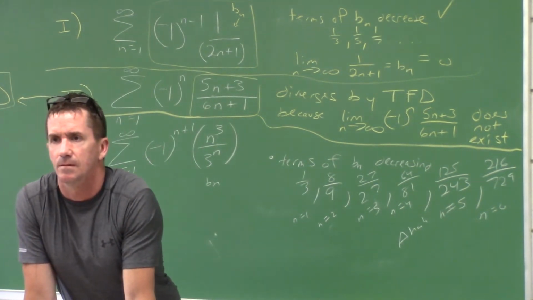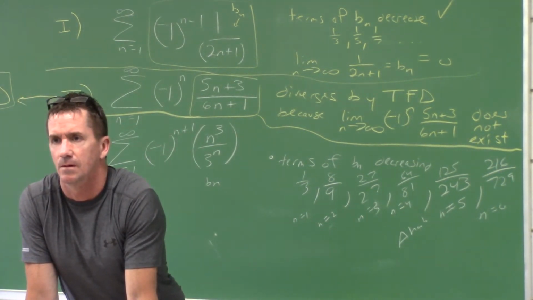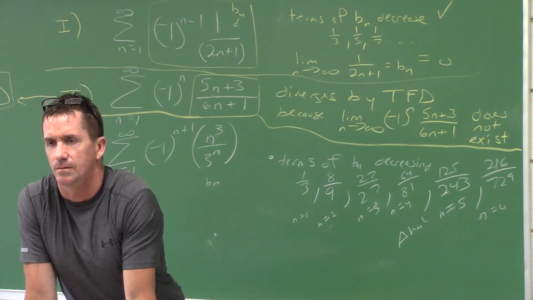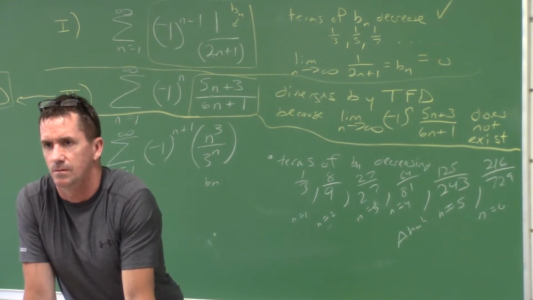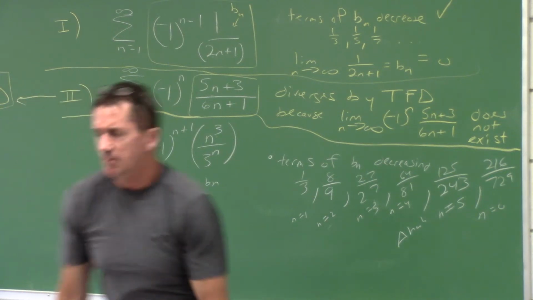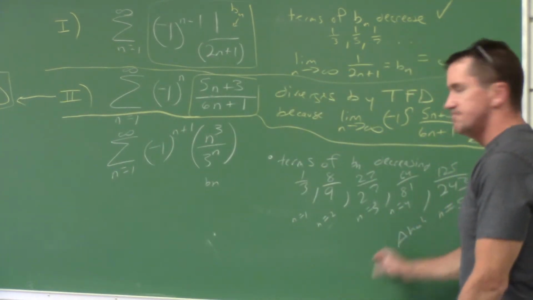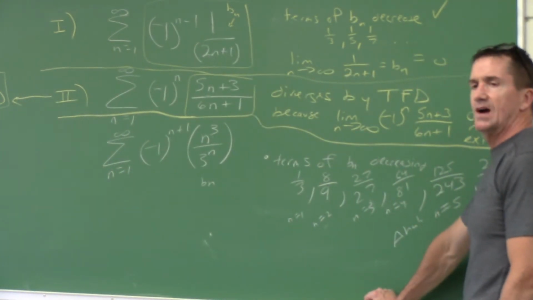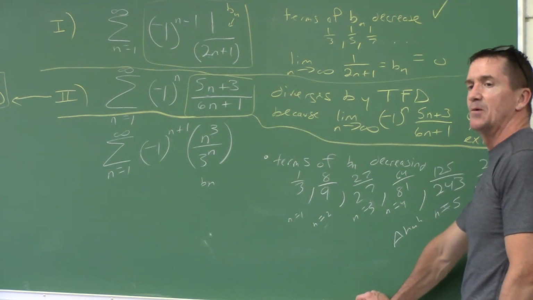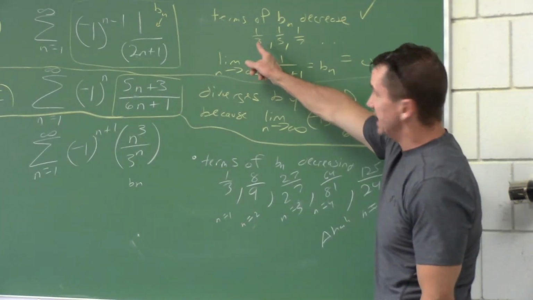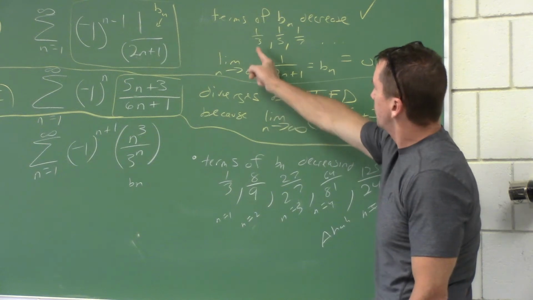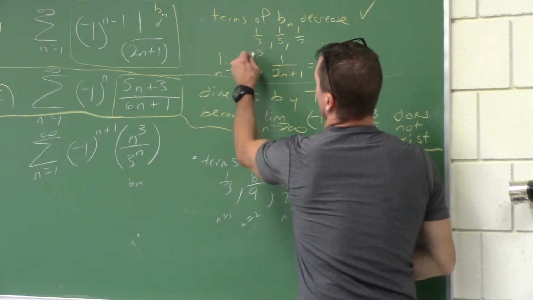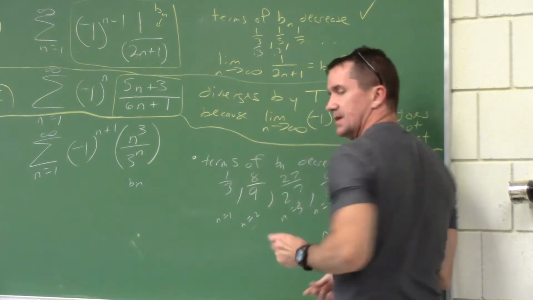At what point do we stop trying to see if the terms decrease? I would say if you didn't see it after the first 5 terms, that would be it. So notice here it was right away.